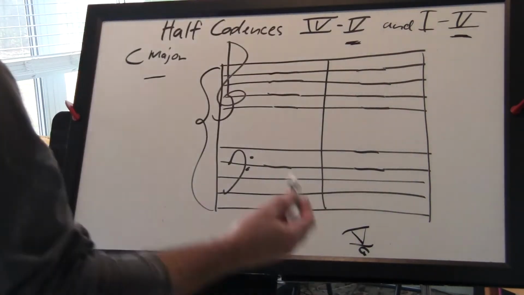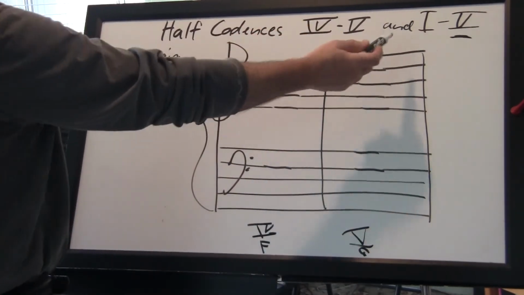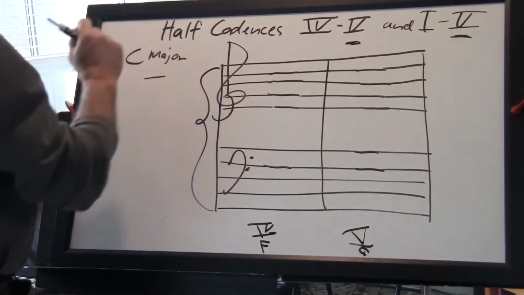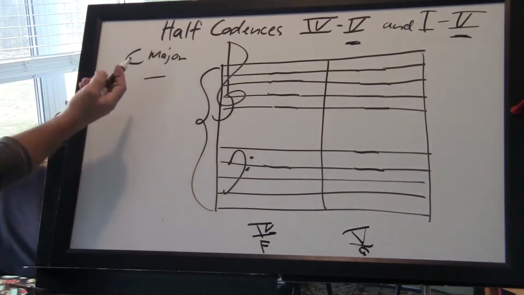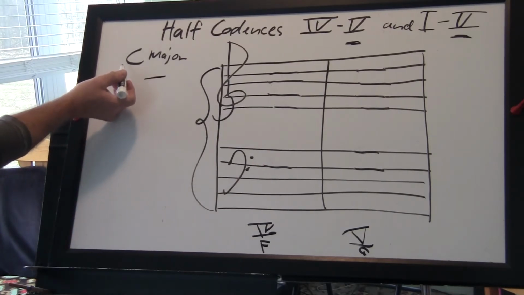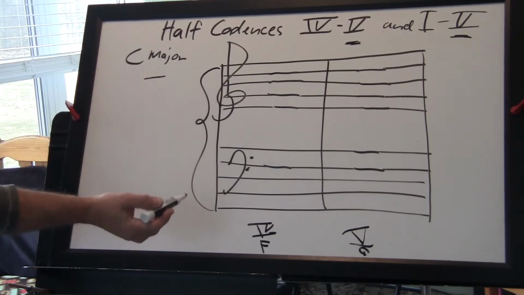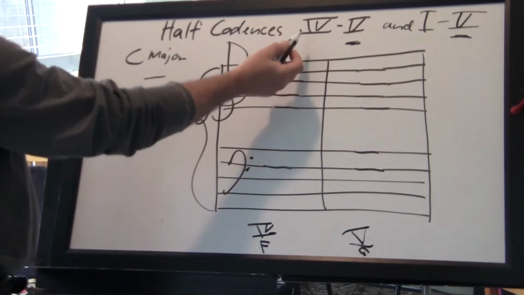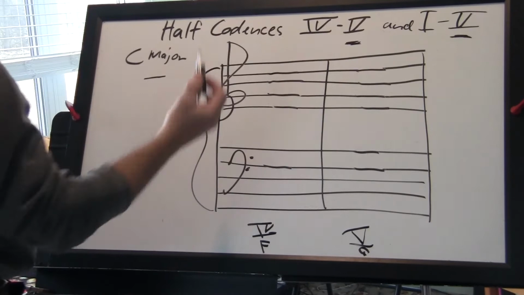We're going to go from 4 to 5 and from 1 to 5, and these are two different types of half cadences. And so the rules are the same. First, you find out what key you're in, and then you find out what chord normally occurs in the 4th and 5th position, or here the subdominant and dominant position.